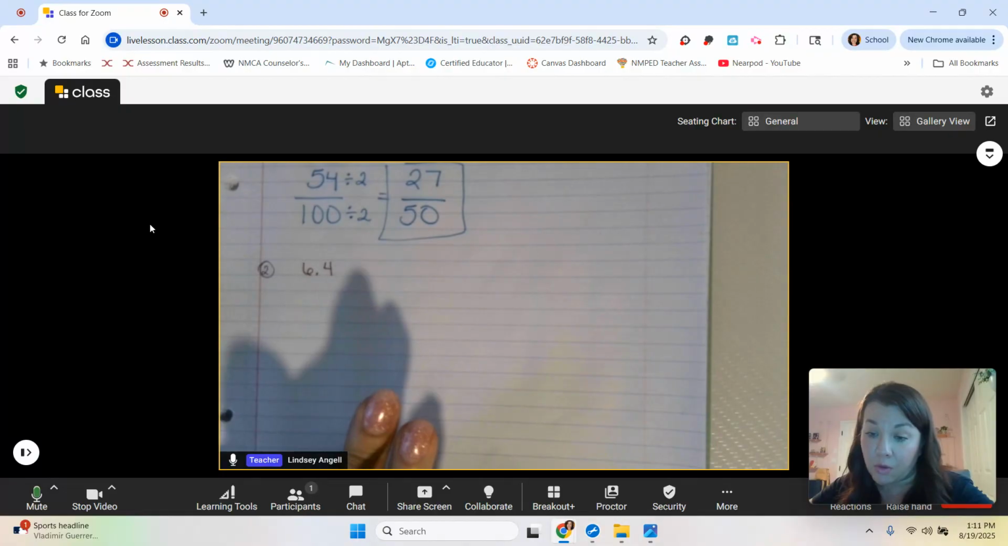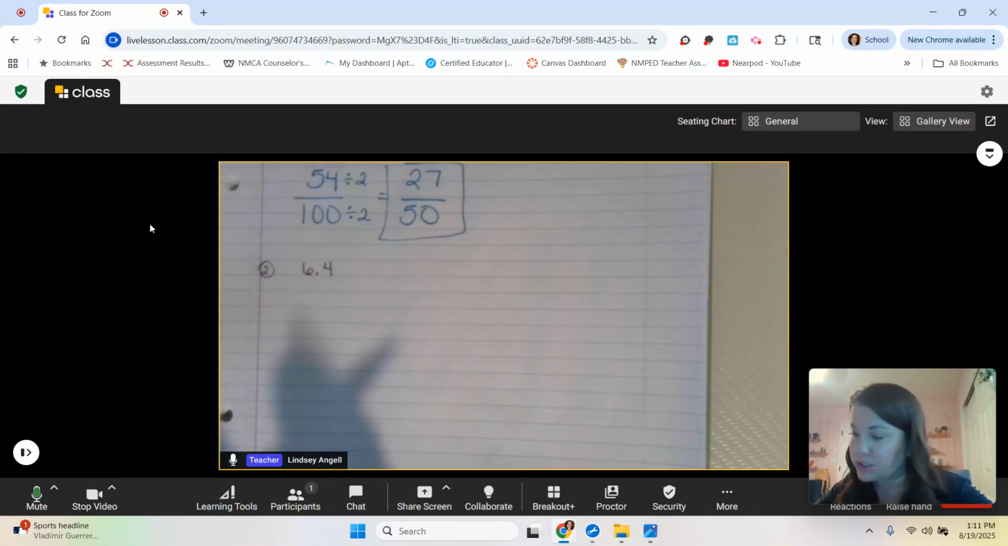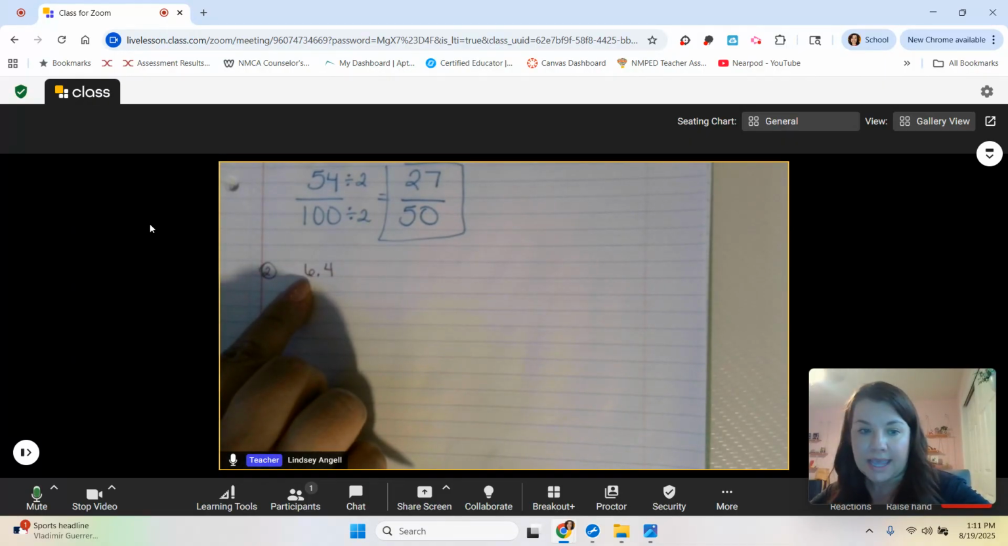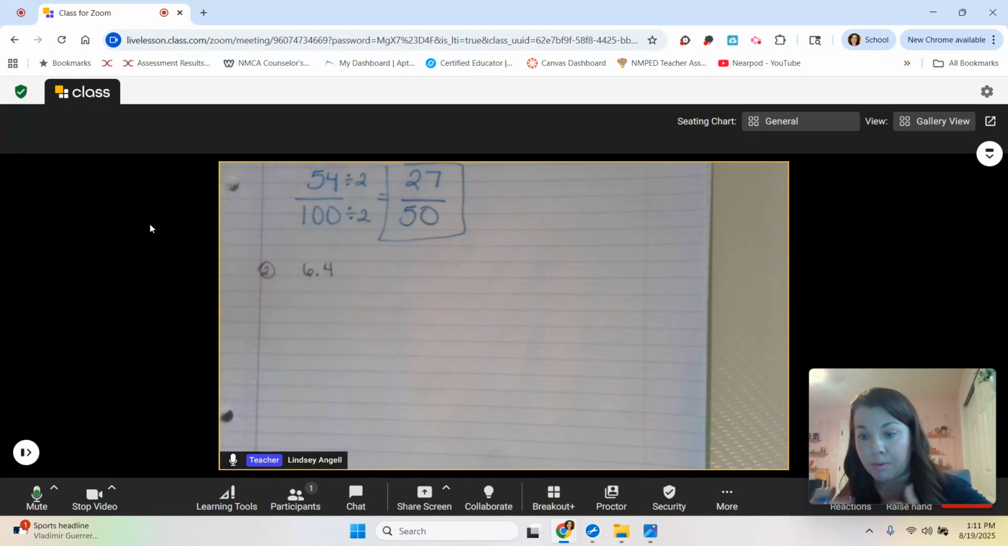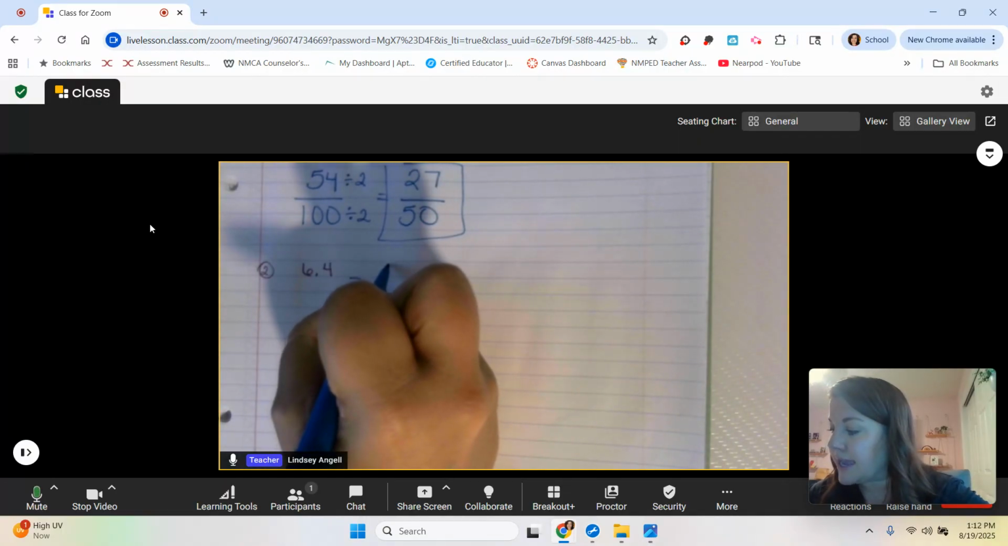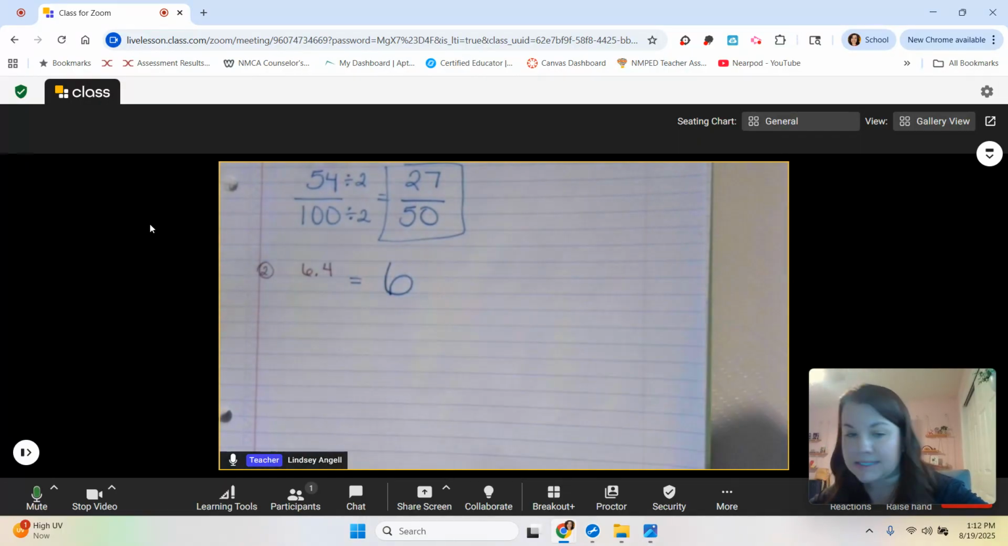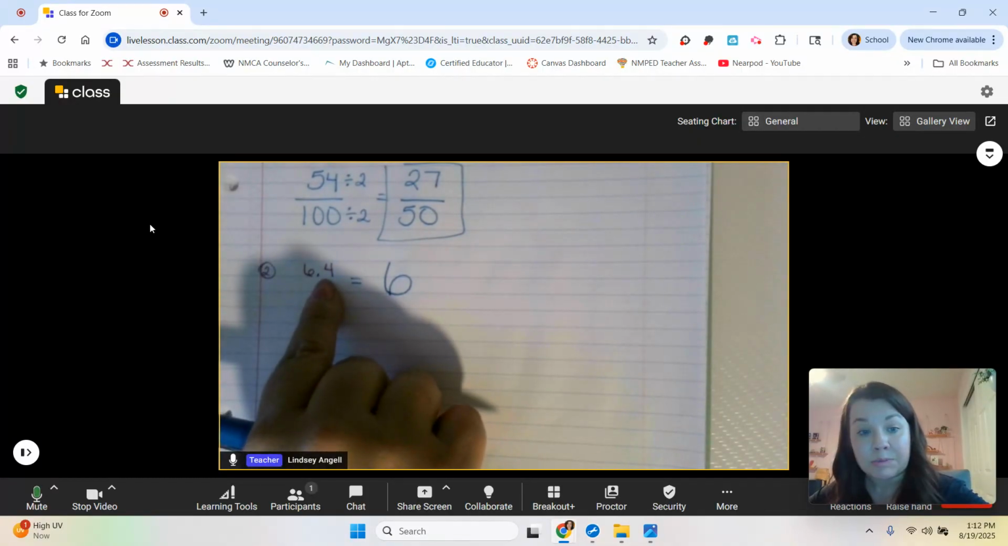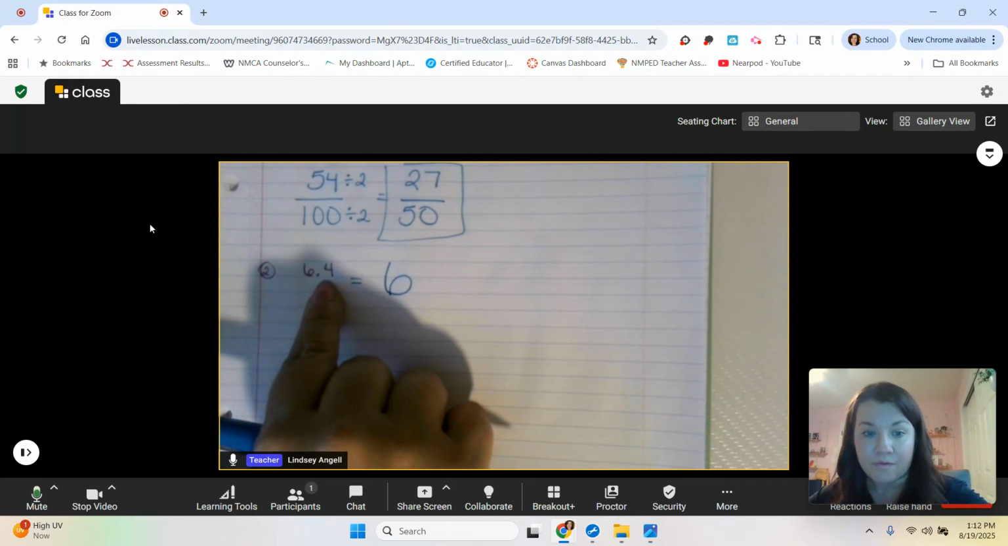Number 2, I didn't write the whole problem down, but it's the exact same concept. We're still going to write this as a simplified fraction. This one, though, notice has a whole number. If I read it properly, I would say 6 and 4 tenths. That 6 is my whole number, so we're going to have a mixed number. I've got a big old 6 there, but now the decimal portion needs to be my fraction.